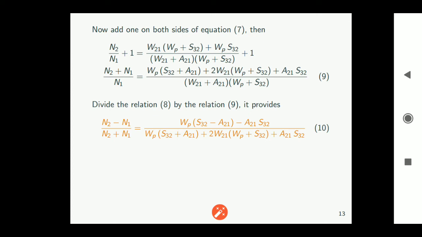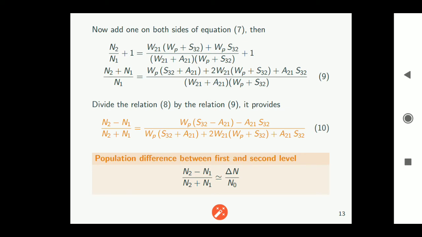So this is an important relation, note that in your mind. N2 minus N1 represents the population difference between the ground level and the metastable level E2. And N1 plus N2 is nearly equal to the total number of atoms present in the system. So that can be simplified in this manner: N2 minus N1 divided by N2 plus N1 can be written as delta N by N0.